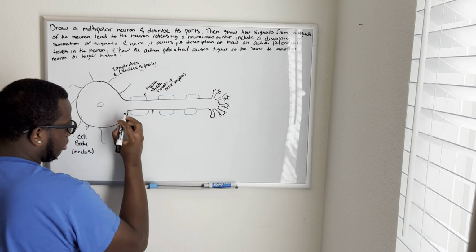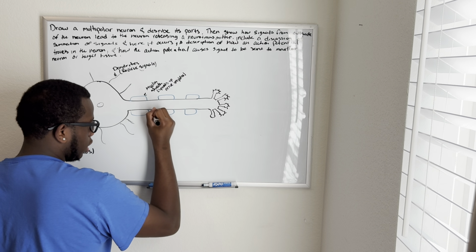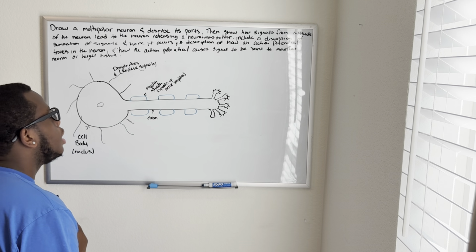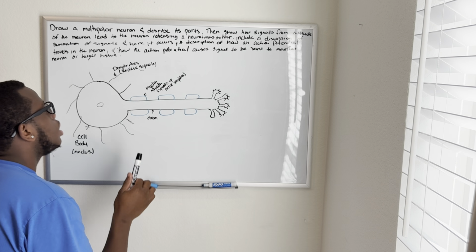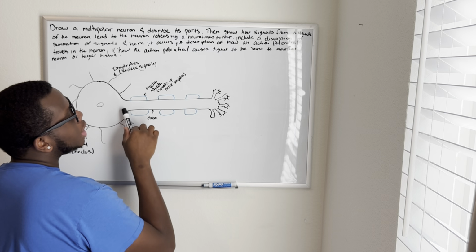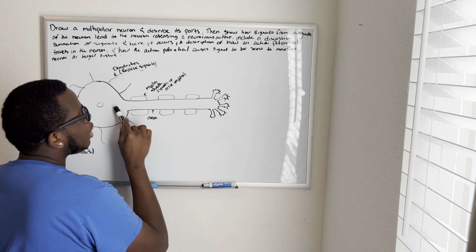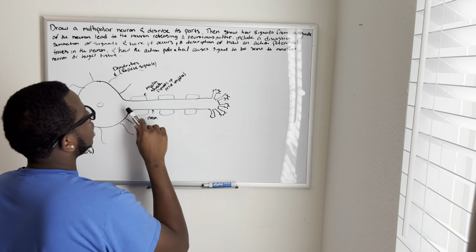This little bridge thing is called an axon, and this is where the action potential occurs. When the action potential happens, it travels down through this.